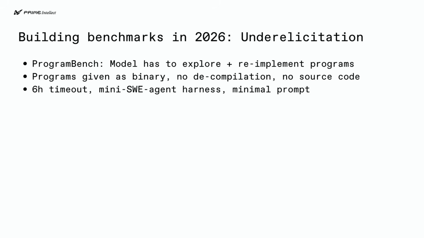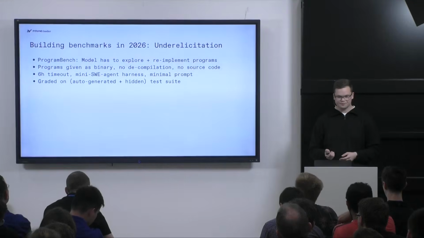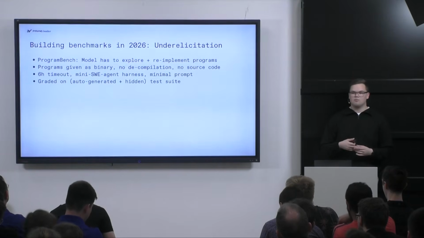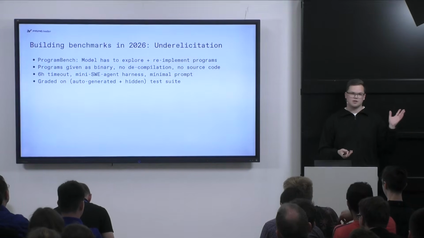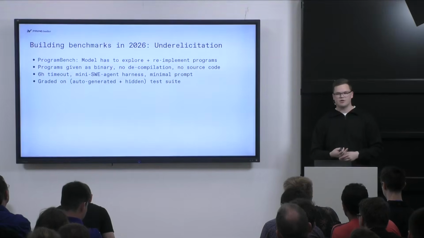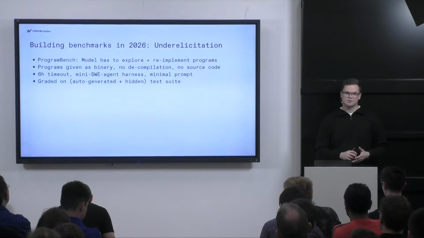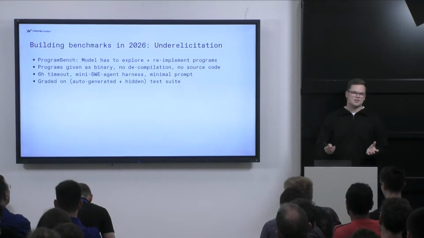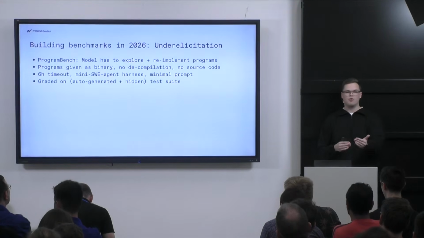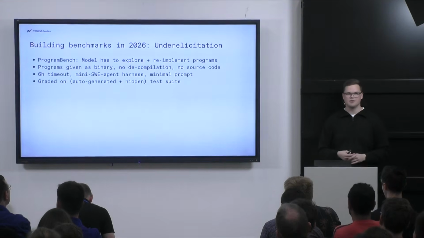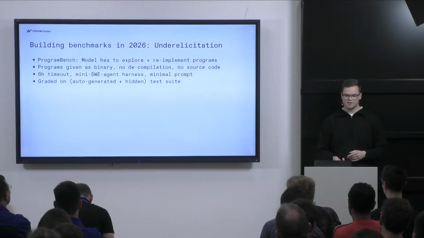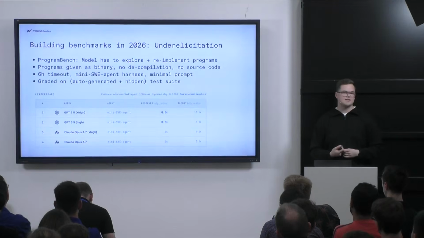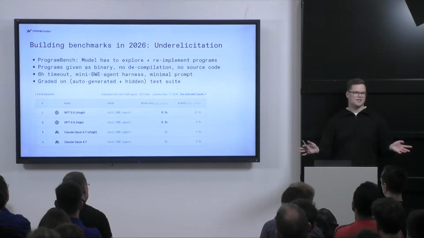And they have a really minimal prompt, which basically says, all right, this is your task, and I want you to replicate it. The model is then graded on an automatically generated but hidden test suite. So the model has to submit the application and does not get any insight into how far along it is in its re-implementation. And the results are that basically no model is able to do anything.